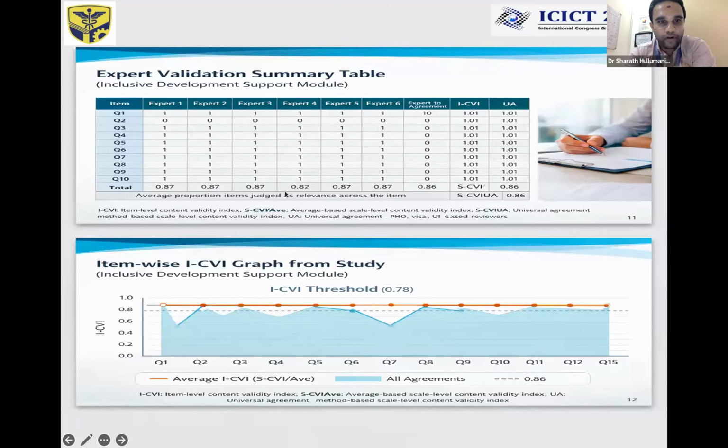According to this, we calculated from the total of 10 experts, which is equivalent to 15 questions. The I-CVI was 1.01 on average, the S-CVI was around 0.86, and the CVI was 0.86. S-CVI, as I already told, is the universal agreement, and S-CVI average is the average-based scale content validity.